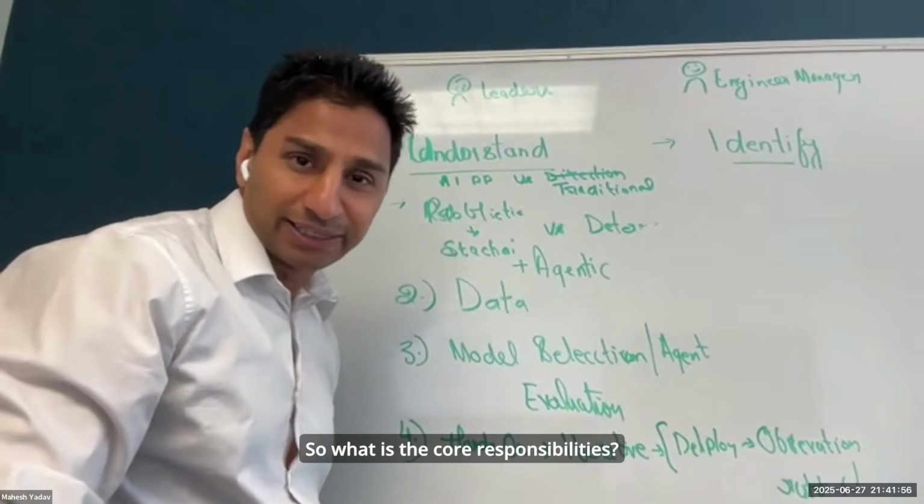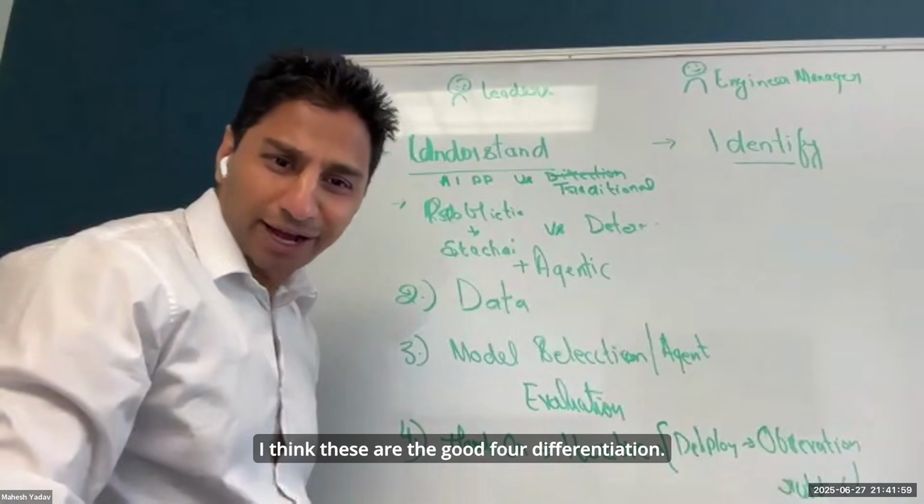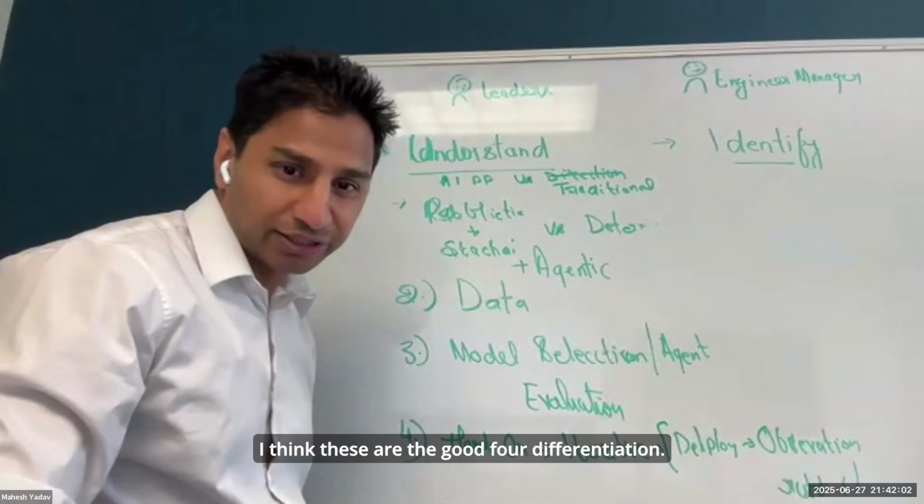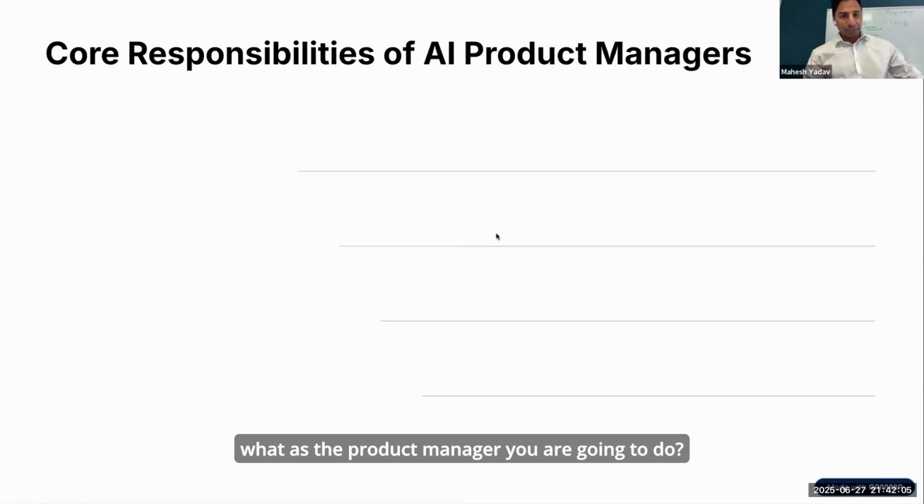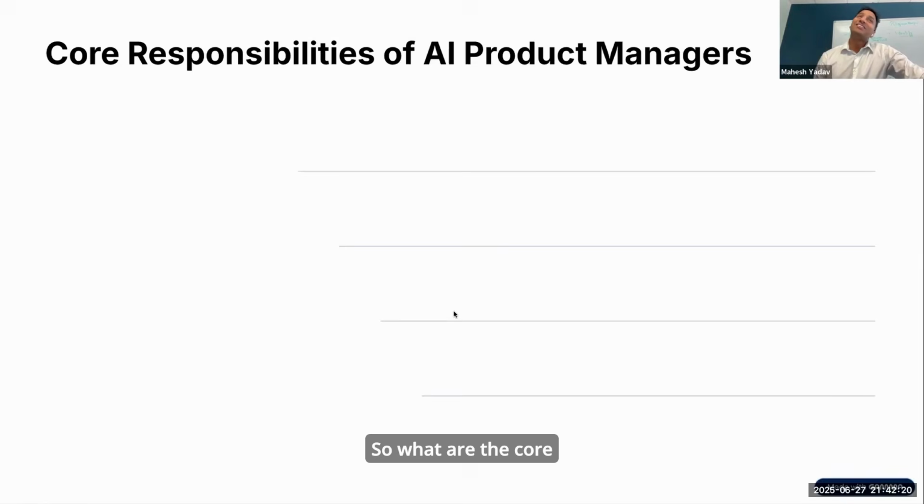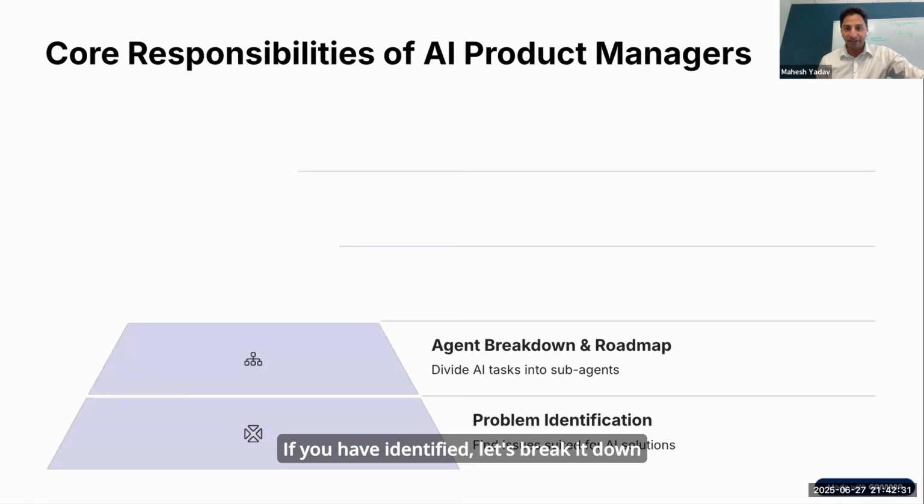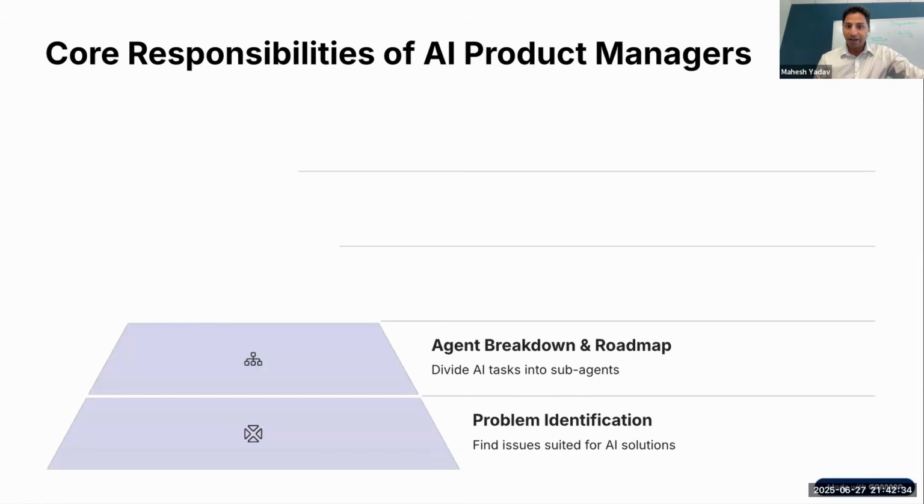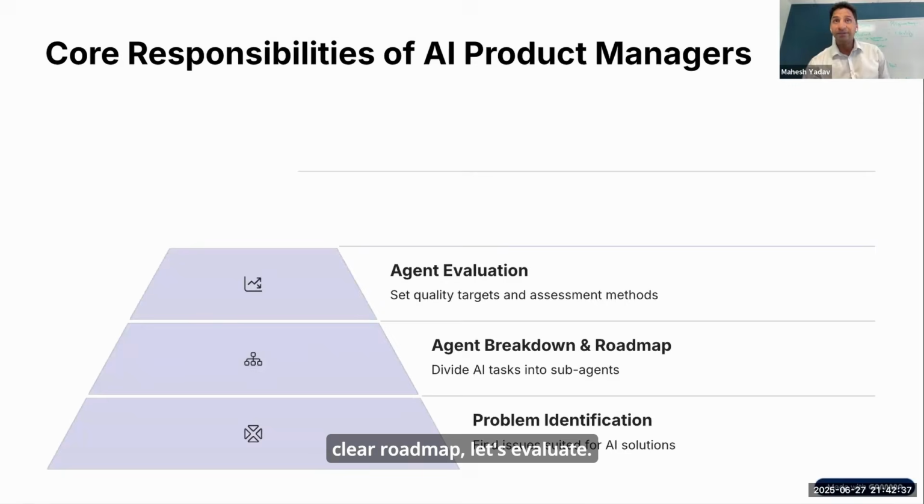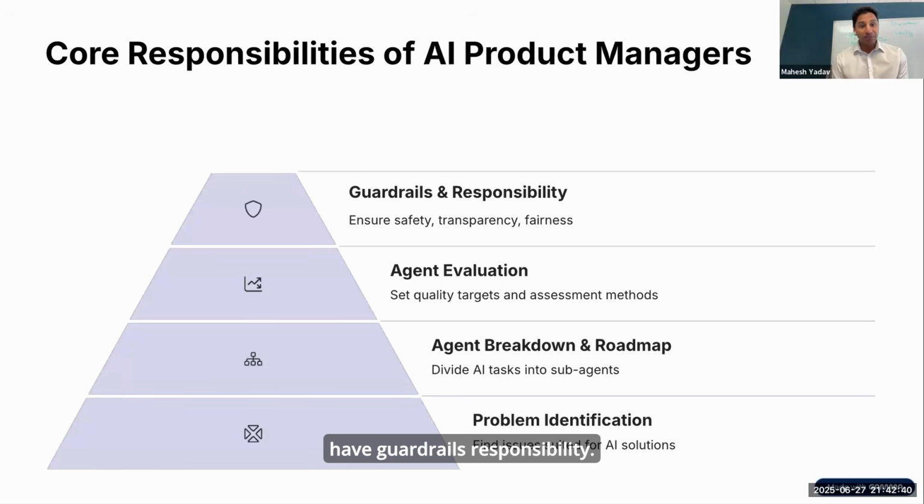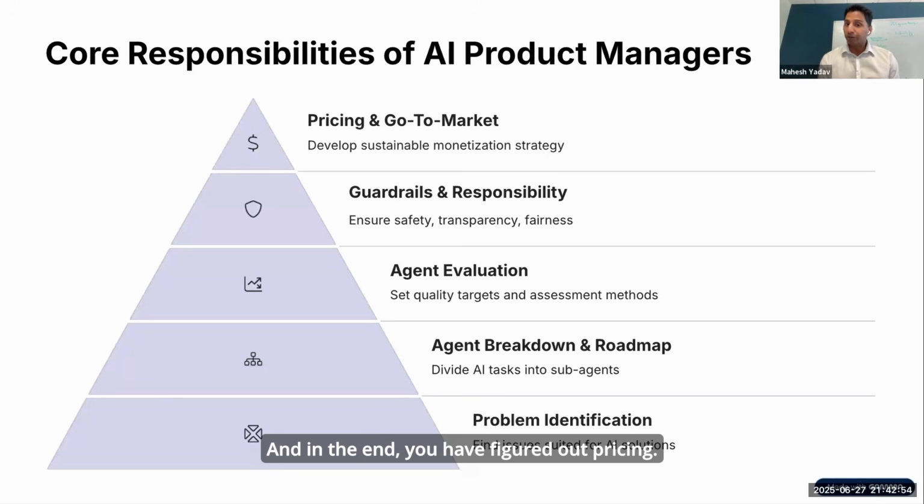So what are the core responsibilities? Let's go to the board. I think these are the four good differentiations. And if these are the four differentiations, what are you going to do as a product manager? What are the core responsibilities of an AI product manager? First, let's identify the problem. If you have identified it, let's break it down and create a clear roadmap. If you have created a clear roadmap, let's evaluate. If you have evaluated, make sure you have guardrails and responsibility: you have the legal figured out, you have transparency figured out, you have figured out setting the right expectation with the stakeholders, whether they are customers or leadership. That's your guardrails and responsibility. And in the end, you have figured out pricing.